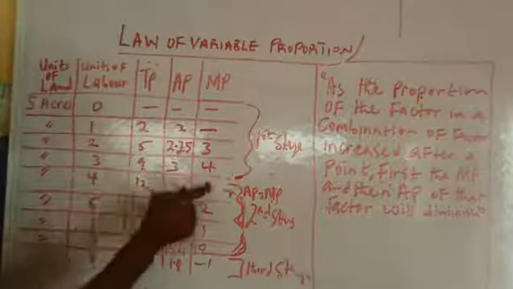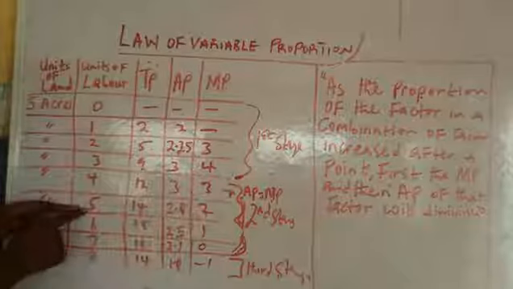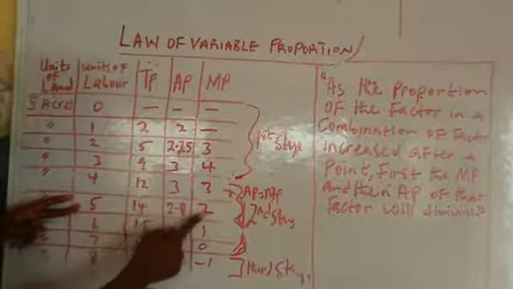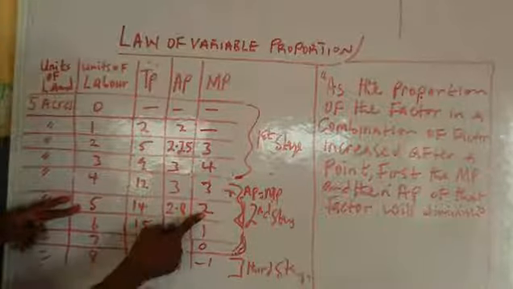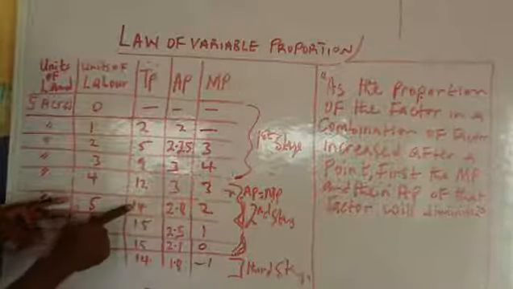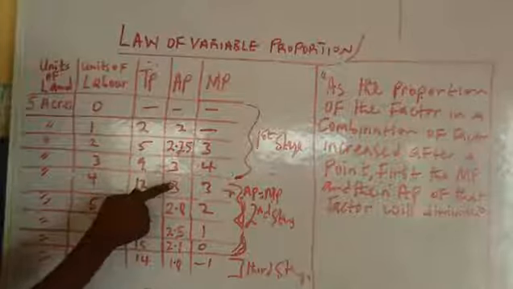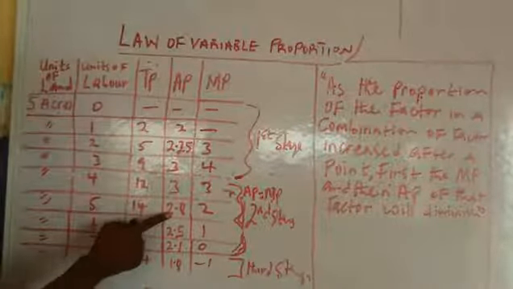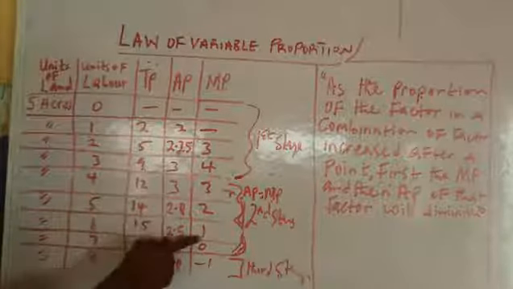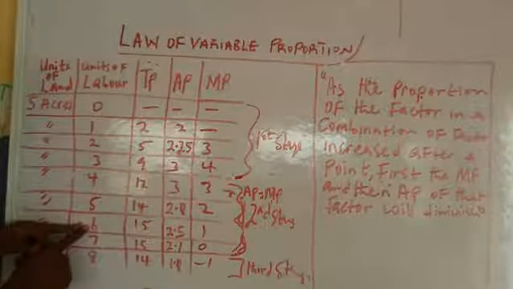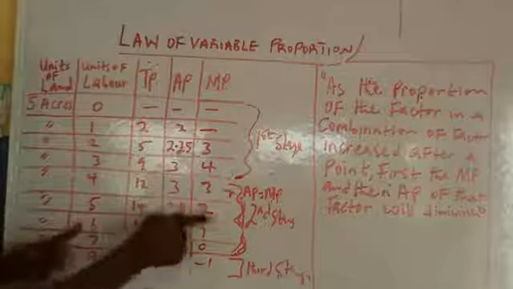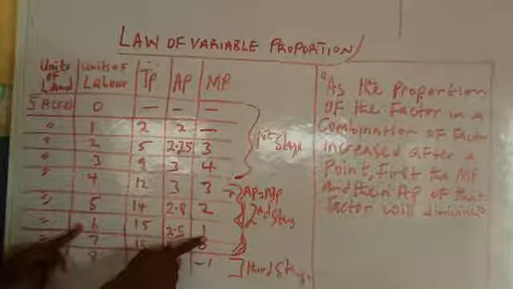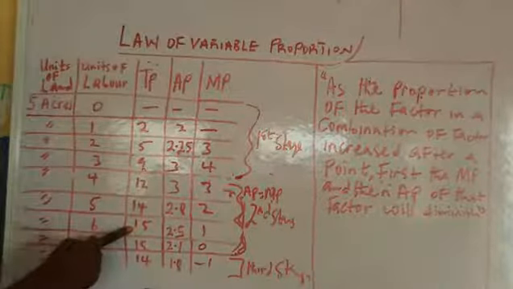The same thing happens here. When we engage one more person, making 5 persons working on the farm, our marginal product is decreasing, but our total product is increasing. Then what is happening here? Our average product is also decreasing. Then we come down again. We employ one more person making 6, still using 5 acres. Then what happened here? Marginal product is decreasing again, but our total product is also increasing.